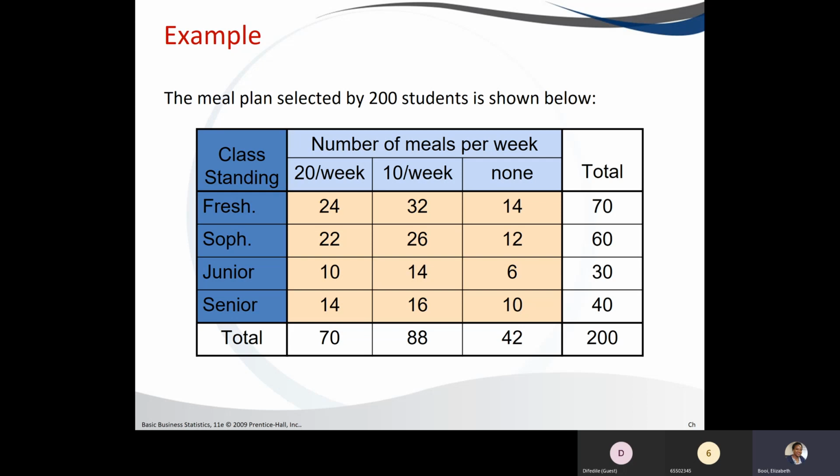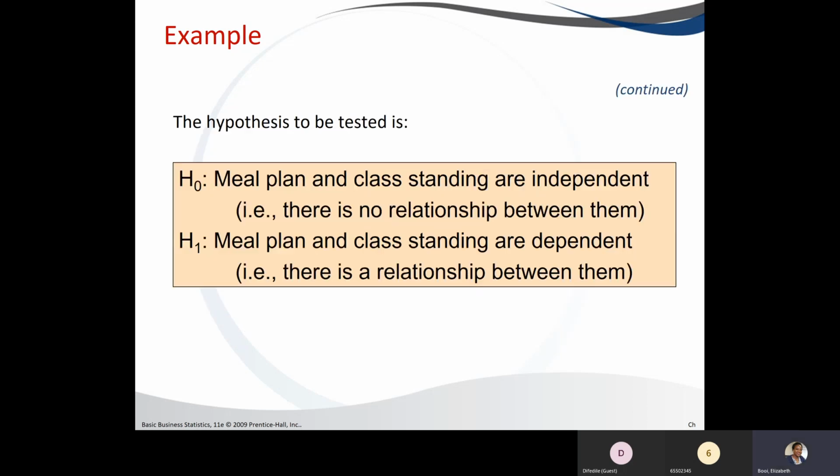Okay, so now let's test the hypothesis. We want to test if class standing and the number of meals are related. To state the null hypothesis, meal plan and class standing are independent. Alternative, meal plan and class standing are dependent.